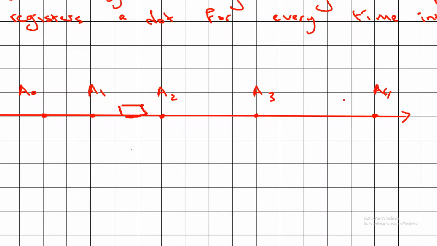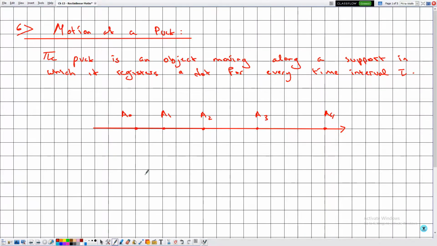It is moving along the x-axis, and for each time interval tau, so tau may be, for example, 0.1 seconds, 0.2 seconds, etc. So tau is an interval of time. For each interval of time, this puck is registering a dot. So in such types of problems or applications, we need to study the type of motion of the puck.